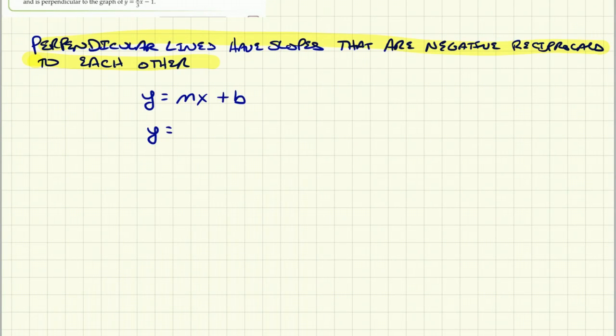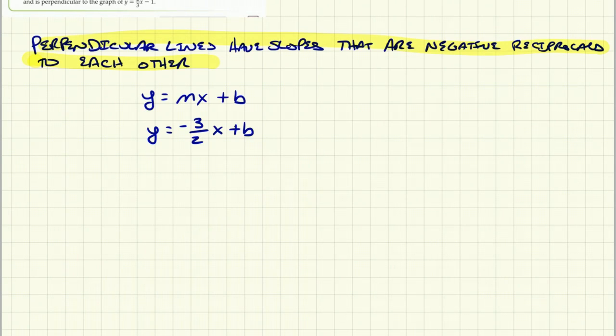Y equals... all right, well, if it's a perpendicular line, the slope has to be the negative reciprocal. The original line has a slope of 2/3. The perpendicular line, therefore, must have a negative reciprocal of 3/2, negative 3/2. So y equals negative 3/2 x plus my y-intercept. Now, I don't know what my y-intercept is yet. We're going to figure that out in a moment. Okay, so far so good.